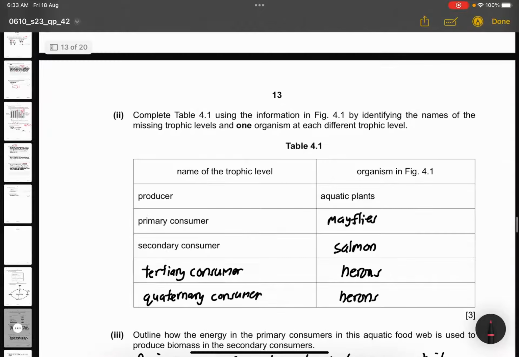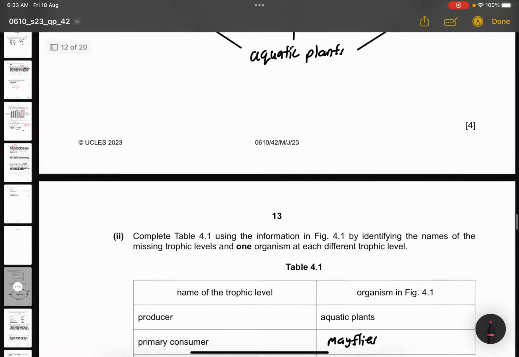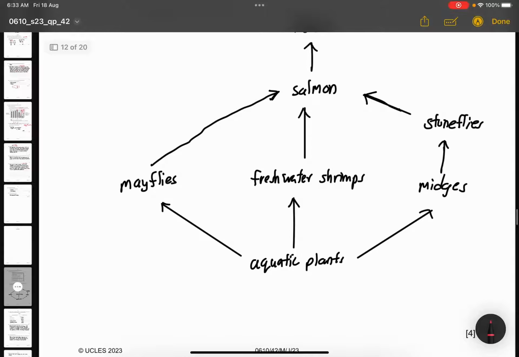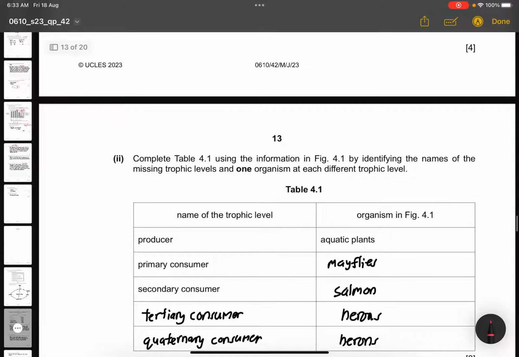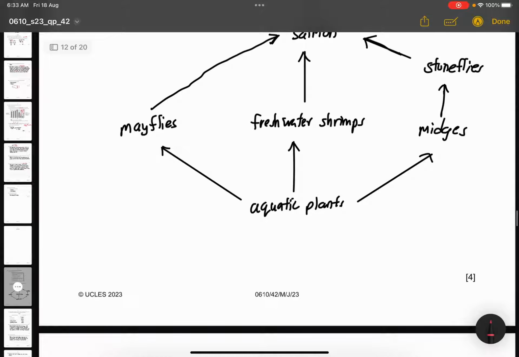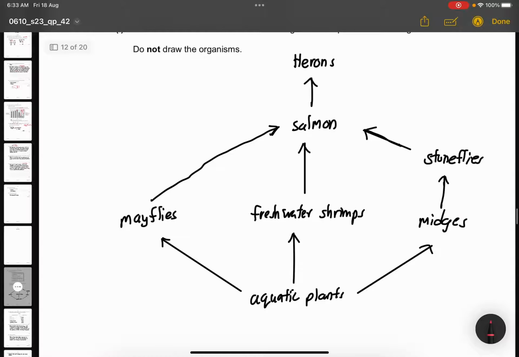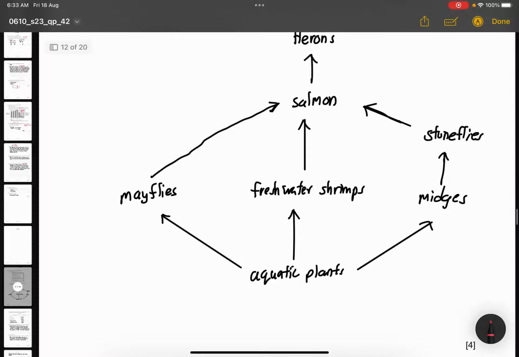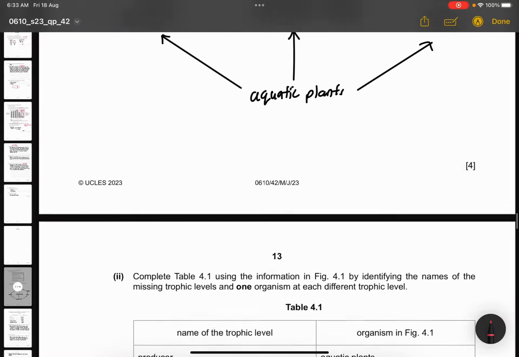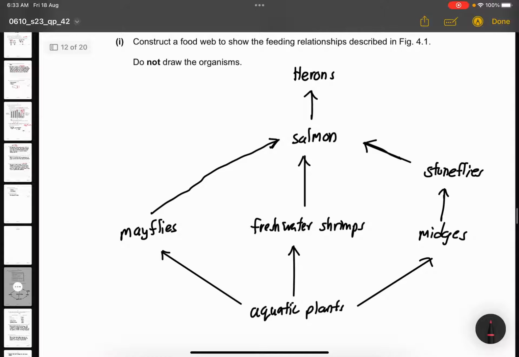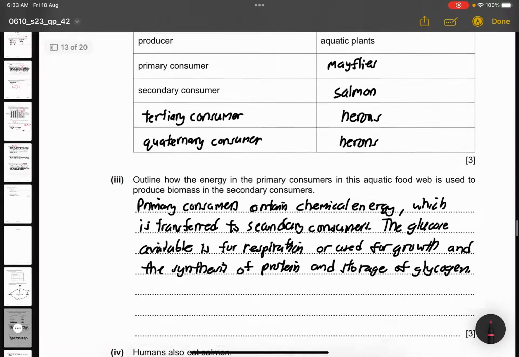Okay, question 4 part 2. Complete table 4.1 using the information in figure 4.1 by identifying the names of the missing trophic levels and one organism at each different trophic level. So the producer will be the aquatic plant. So basically you just refer back to your diagram, which is much easier to see. And the primary consumer will be the mayflies, the freshwater shrimps, or the midges. And the secondary consumer can be the salmon, or the stoneflies. And then the tertiary consumer would be the herons or the quaternary.